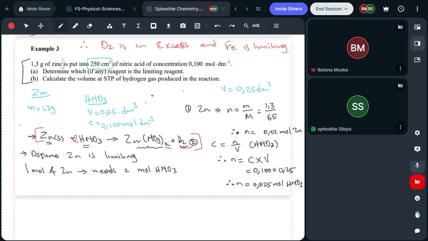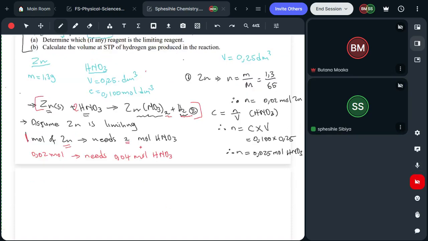But now we know that for zinc we have 0.02 mole. So 0.02 mole will need what? If I have 0.02 and we say one of this needs double of that, you're going to say 0.02 times 2, which gives us 0.04. So this is what we need for nitric acid. Are you following? Yes. So if this is what we need, look at what we have.